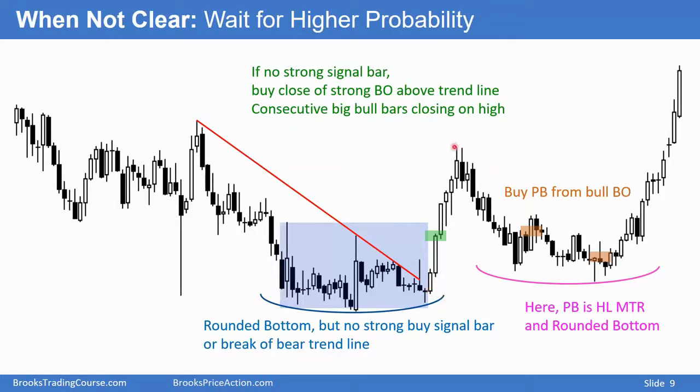Extremely strong bull breakout, and then a pullback to a higher low. Very deep pullback, but still a pullback that held above the bottom of the bull breakout. This is an exceptionally strong bull breakout. The odds are high that we're going to get a second leg up, even with a deep pullback like this.